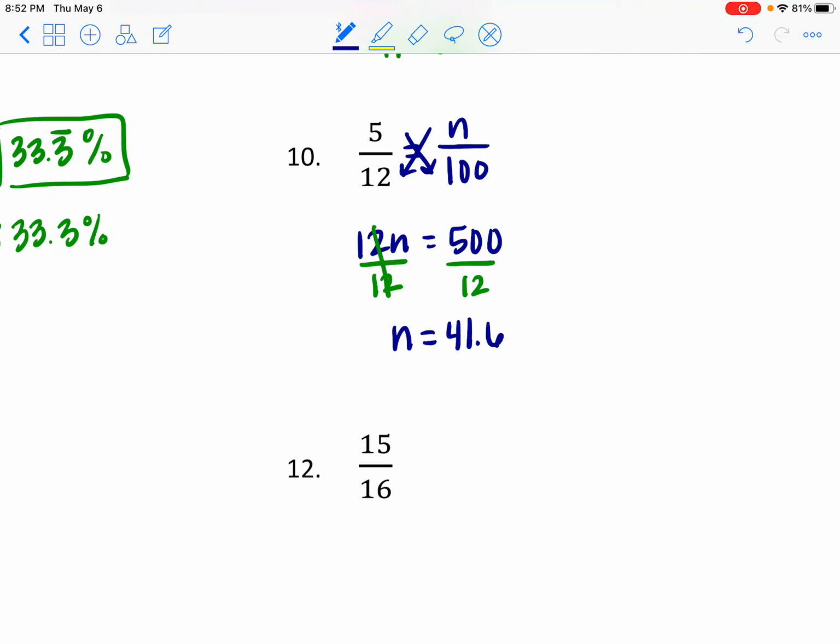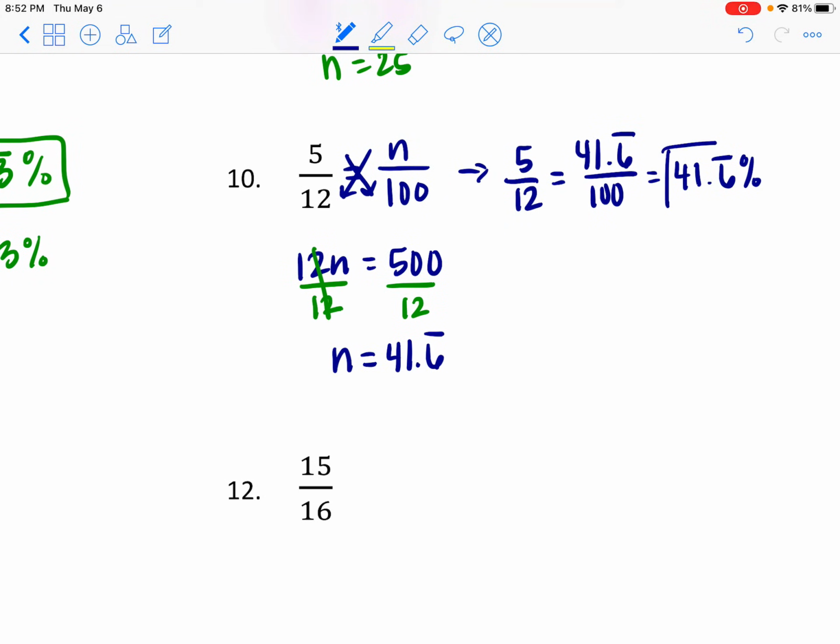So 41.6 repeating. So this is saying that 5 out of 12 is the same thing as 41.6 repeating out of 100, which means it is 41.6 repeating percent. And again, that would be a totally fine answer if you wanted to round that and say it's about 41.7%. That would be fine as well.